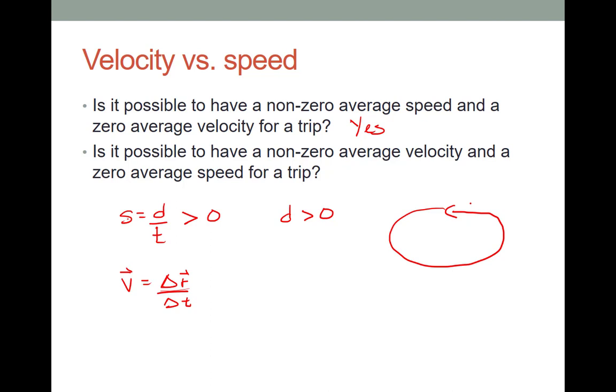The second question reverses it. Can you have a non-zero average velocity and a zero average speed? For my average velocity to be non-zero, I have to have some displacement. And if I've had some displacement, then I have to have traveled some distance to get from an initial position to a final position. And therefore, my speed cannot be 0. So the answer to the second one is no.